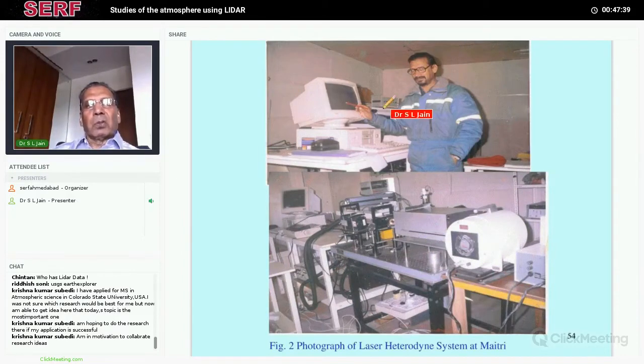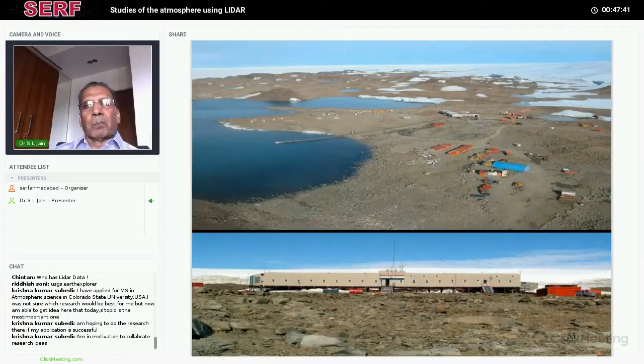This is the system in Antarctica. This is the view of our Maitri station. This is the main Maitri station here. These are the workshop and other facilities, and our huts are here. We summer people have huts here, so most of the summer people stay here. Then this lake is known as Indira Gandhi Priyadarshini Lake, in the name of the former Prime Minister Indira Gandhi. And this is a broad photograph of the main station.